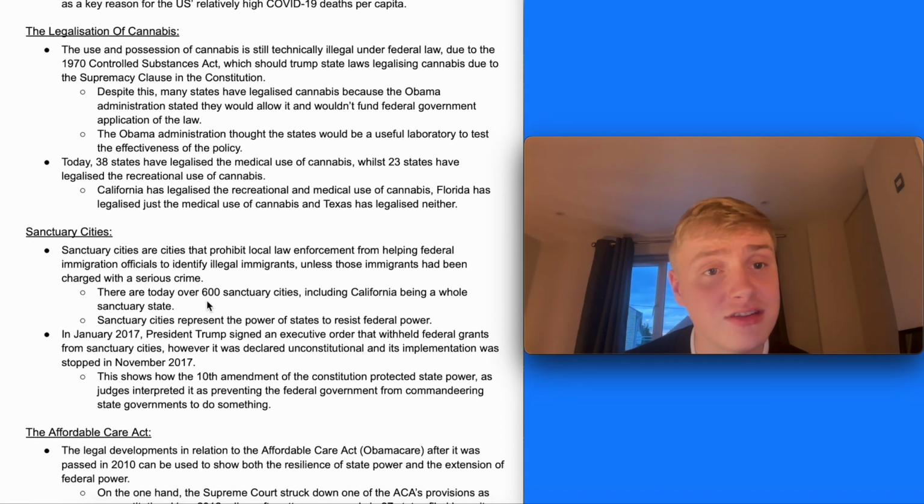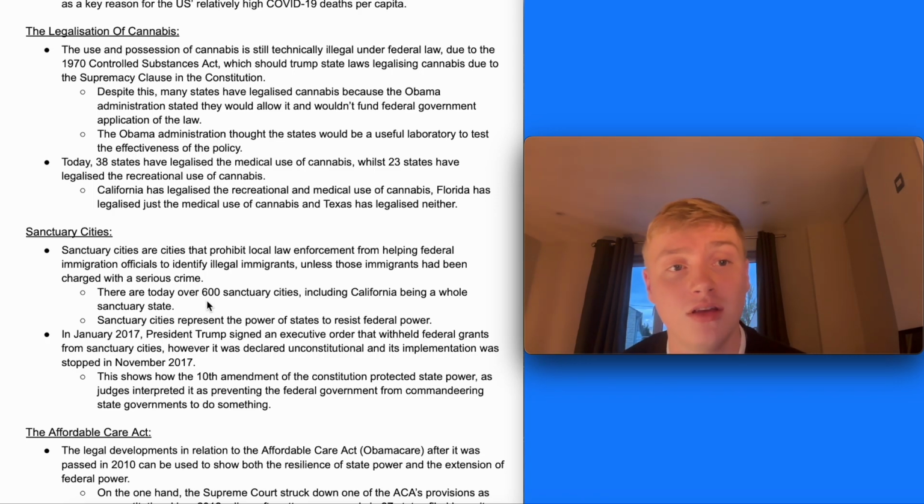The legalization of cannabis is also a really good example of federalism in practice and variation in policy. The use and possession of cannabis is still technically illegal under federal law due to the 1970 Controlled Substances Act, which should trump laws legalizing cannabis due to the supremacy clause in the Constitution. Despite this, many states have legalized cannabis because the Obama administration stated that they would allow it and wouldn't fund federal government application of the law. And the Obama administration thought that states would be a useful laboratory to test the effectiveness of the policy.